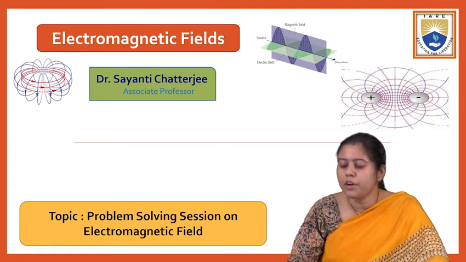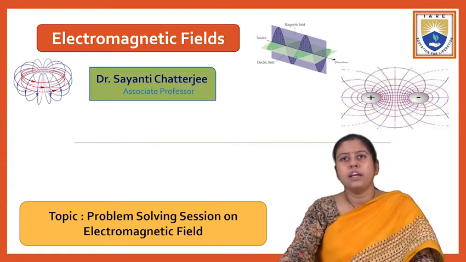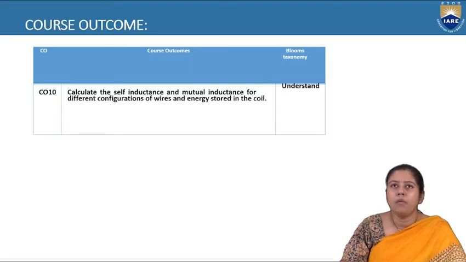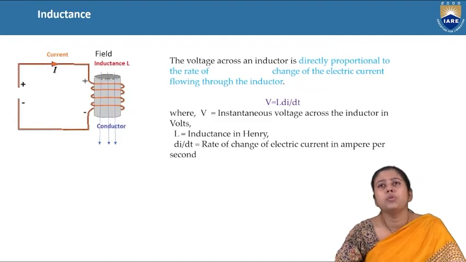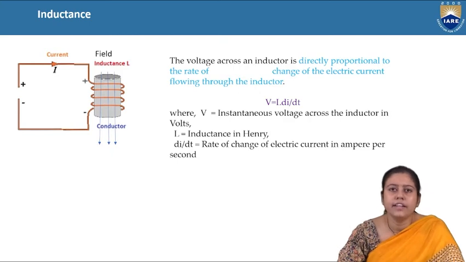So today we are going to discuss electromagnetics, and our outcome today is to calculate the self-inductance and mutual inductance for different configurations of wires, and to calculate the energy stored in the coil. So we will start with a little recap.